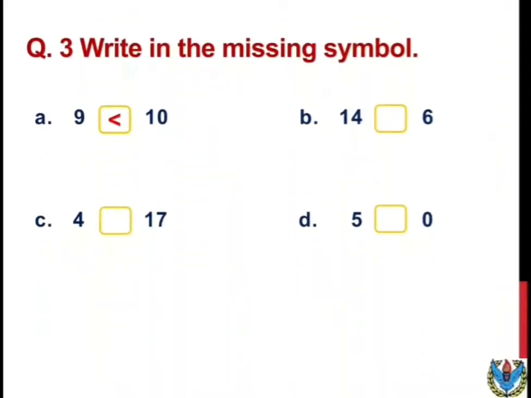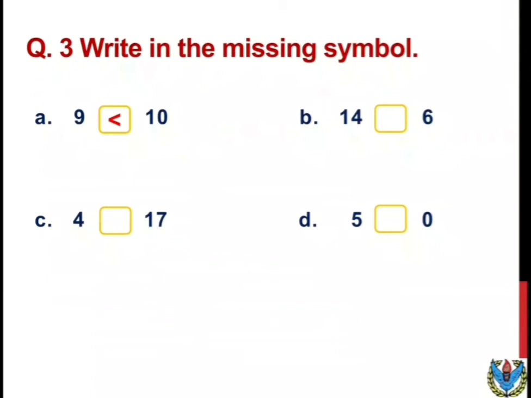Look at question number 3. We have already done similar questions previously. Write in the missing symbol. So again we are given two numbers and we have to put the sign of greater than or less than. Look at part A. It is already done in your Countdown Book 1. 9 is less than 10 because we know that 10 is the bigger number and 9 is the smaller number.